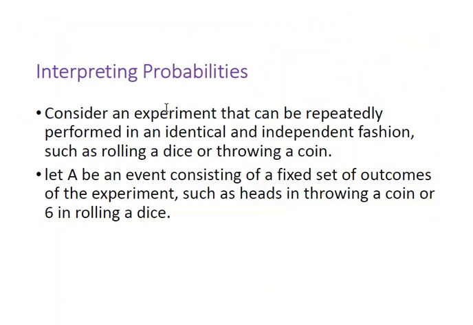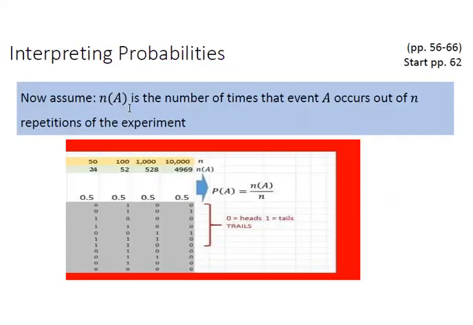Now consider an experiment that can be repeatedly performed in an identical and independent fashion, such as rolling a dice or throwing a coin. Let A be an event consisting of a fixed set of outcomes of the experiment, such as heads in throwing a coin or 6 in rolling a dice. Now assume that NA is the number of times that event A occurs out of n repetitions of the experiment.